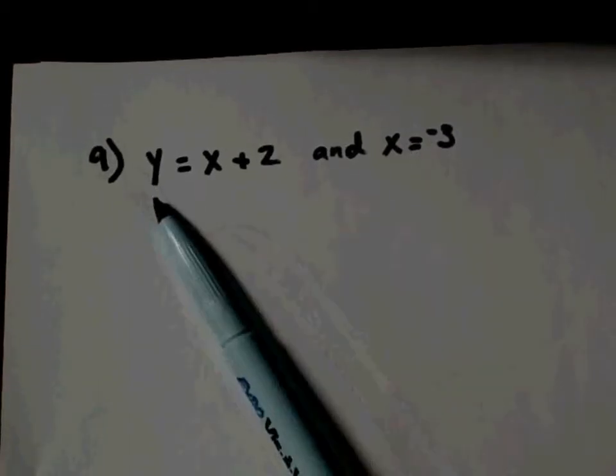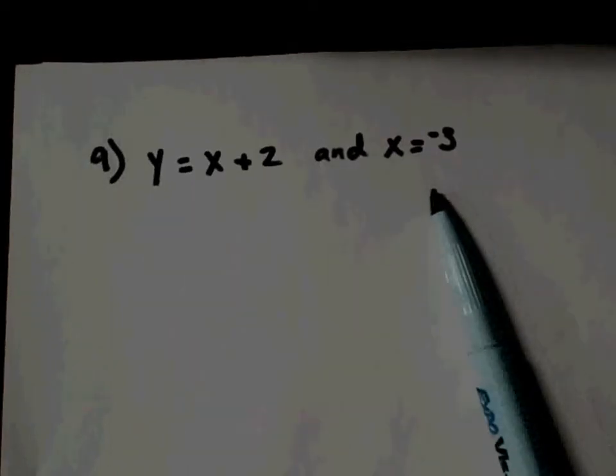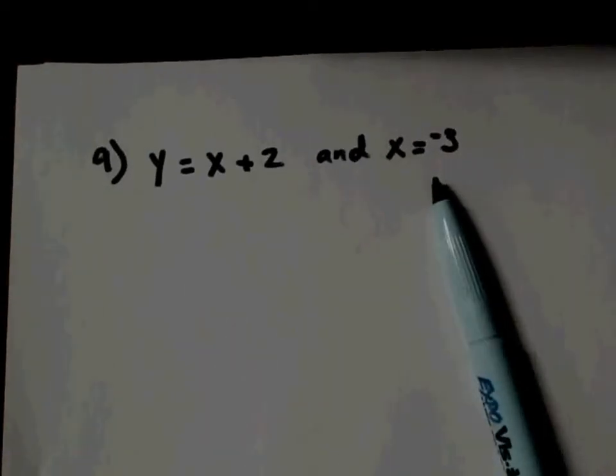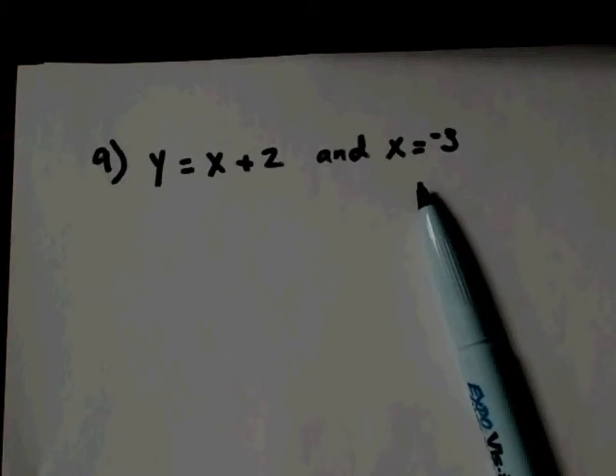Why would substituting this one be easier than substituting this one? Because your x is already done. You just have to find y. Well, and I also don't have a y over here to substitute it into, right? And so therefore, substitution is the easiest.